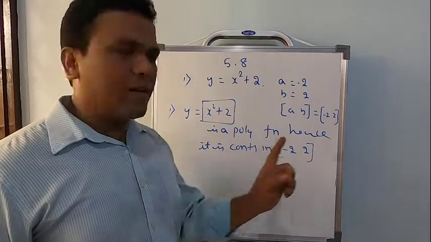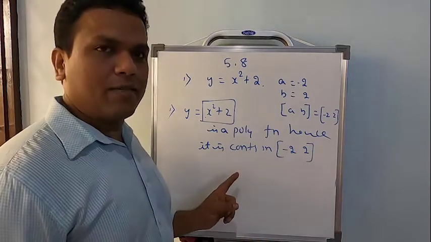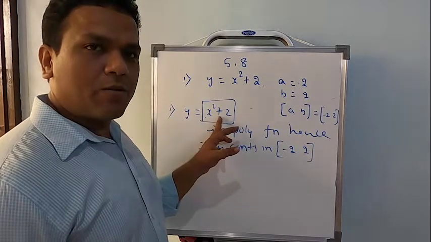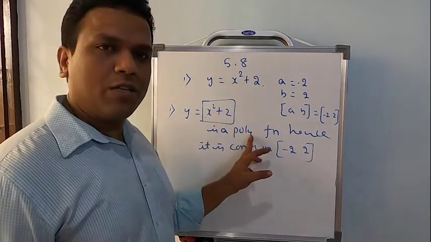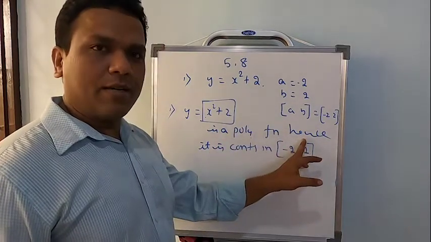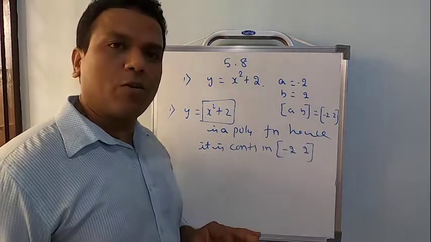So for the first problem, I am writing all the statements. Please write this theory, it is important for us. Okay. So first thing, now consider y equal to x square plus 2. It's a polynomial function, and in continuity you have already studied that every polynomial function is continuous. So, hence continuous, that's all you have to mention.